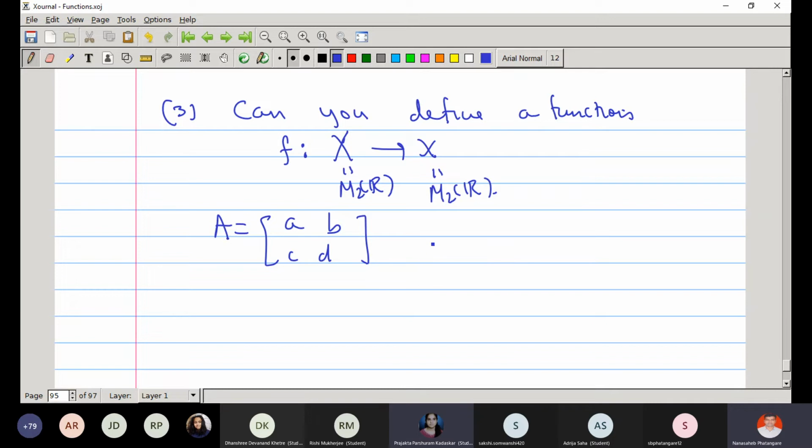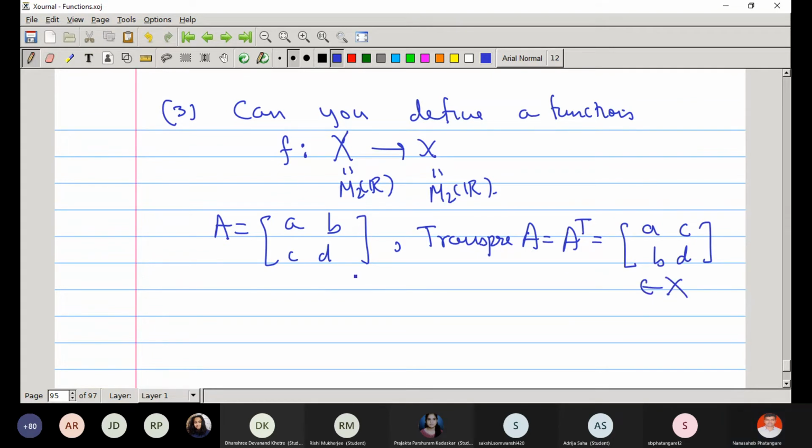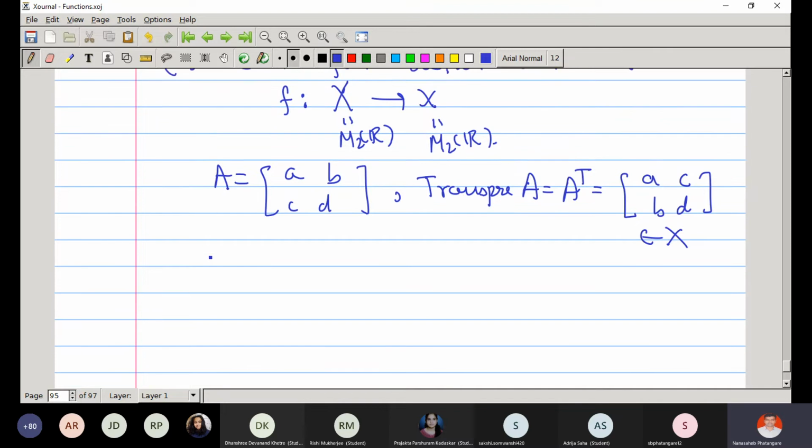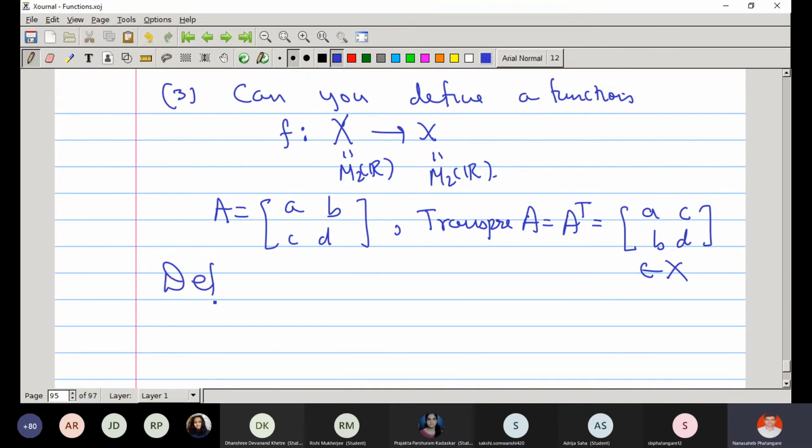Transpose of A. Right, transpose. So what is a transpose? A transpose is what? Convert rows into columns and columns into rows. So [a, c; b, d]. This is A transpose. And where is it now? Again, it is a matrix in the same set. So therefore, what function can we define? Define f of A is equal to A transpose.